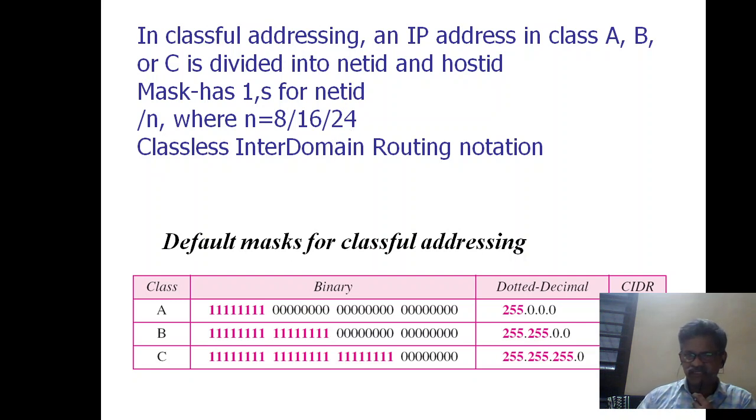So this is an example of classless addressing actually. In classless addressing, we write /n and n is variable. So that is the difference. In classful addressing, n is fixed. For class A it is 8, class B it is 16, class C it is 24. Whereas in classless it becomes /n where n is variable.